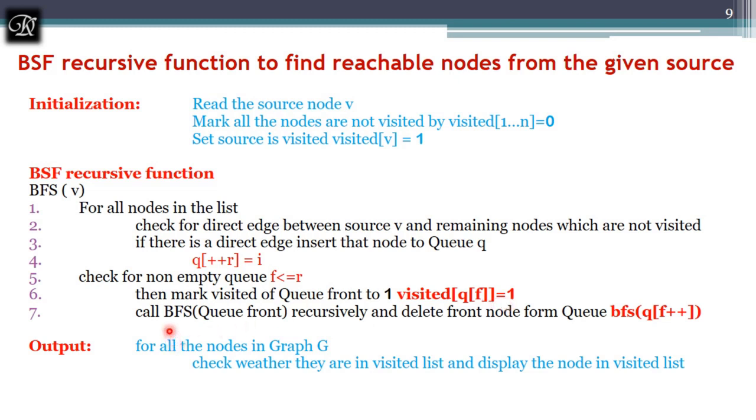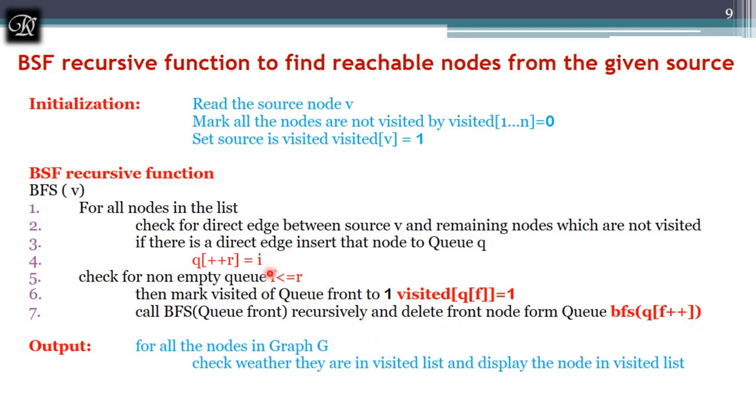And now I will call BFS recursively with the queue front, whichever node I have just visited. I will call it recursively, and I have already visited that node. So I have to delete it from the front of the queue. That will take place in one line, that is BFS of q of f plus plus. I am calling the function, then I am going to change the front pointer. I am pointing to the next element. When I change the front to point to the next element, it automatically means I have deleted the previous front element.